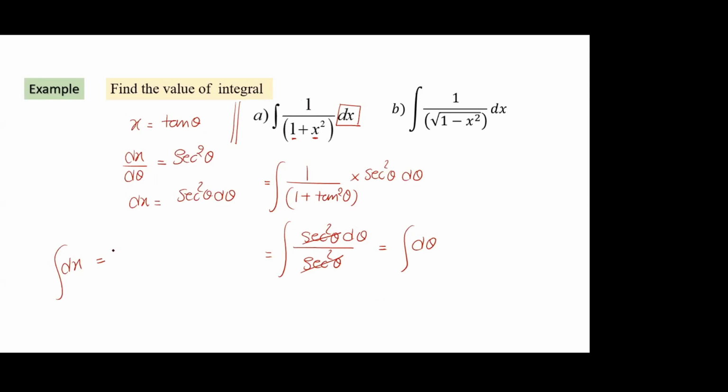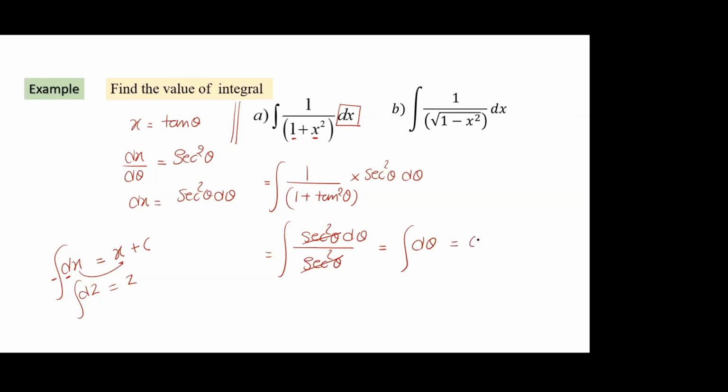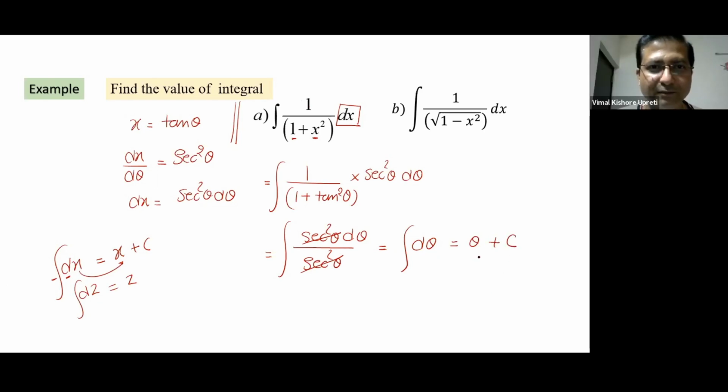X plus c. So if I write dz, then integration is z only. But differentiation and integration are reverse functions, so they will cancel each other. Directly I can say it will become x. So if I am integrating d theta, its integration will be what? Theta plus c. But I have to report the answer in terms of x.